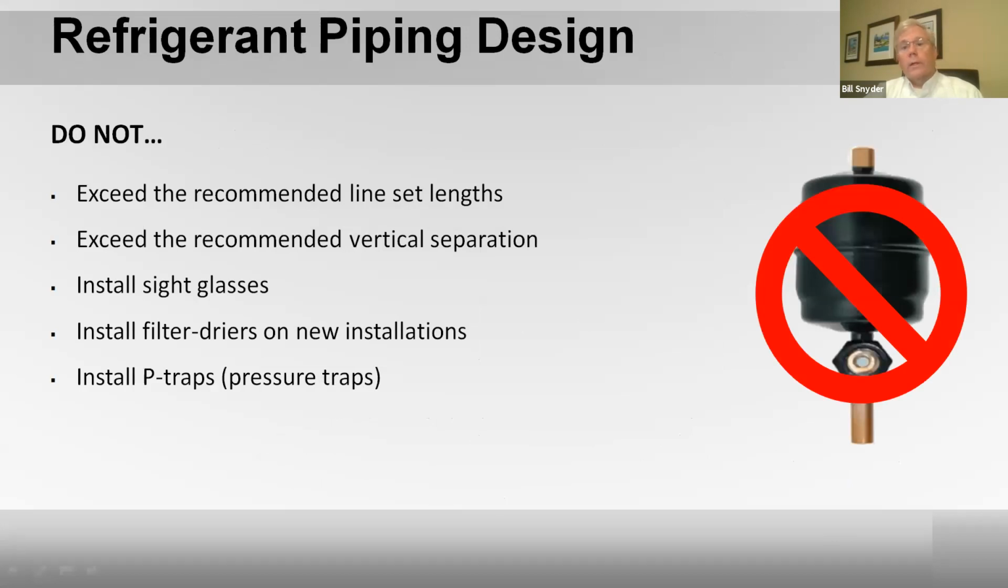Things that we do and don't do: we do not ever recommend exceeding the line length limits that are listed in the installer's guide. They're also in the submittal data, the line lengths, and the vertical lift or vertical separation between the indoor and the outdoor units are listed in there. So the length and the vertical separation is important.